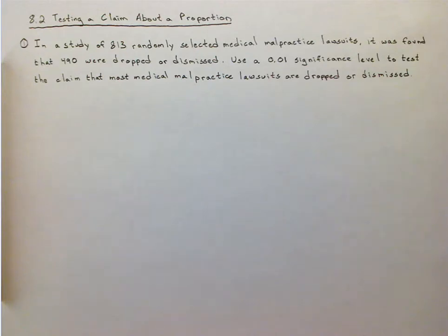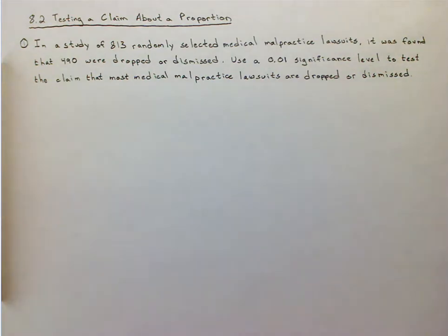Hello everyone. Homework problem from 8.2, testing a claim about a proportion. In this we're going to go through the hypothesis testing steps and come to a conclusion about whether to reject or fail to reject the null hypothesis.